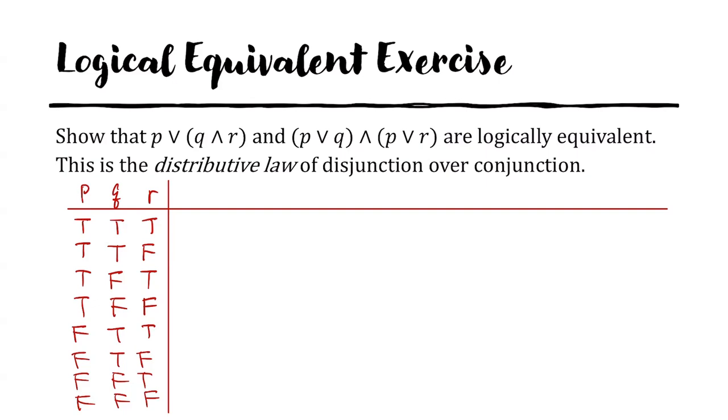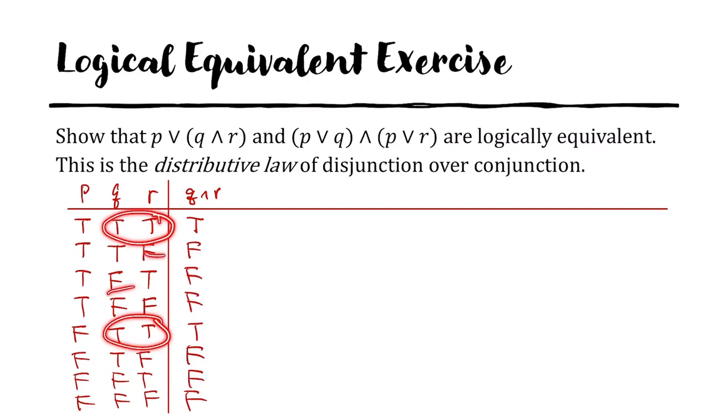So now let's construct this compound proposition. So we first need to have Q and R. And again, the conjunction is only true when both of your variables are true. So here will be true, here will be true. The rest will be all false. Because here it is both true and both true. All other places, you have at least one F.